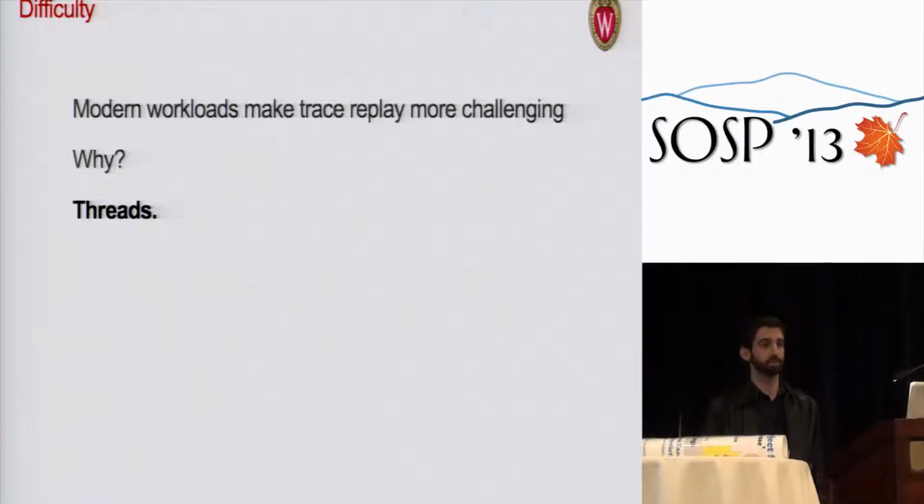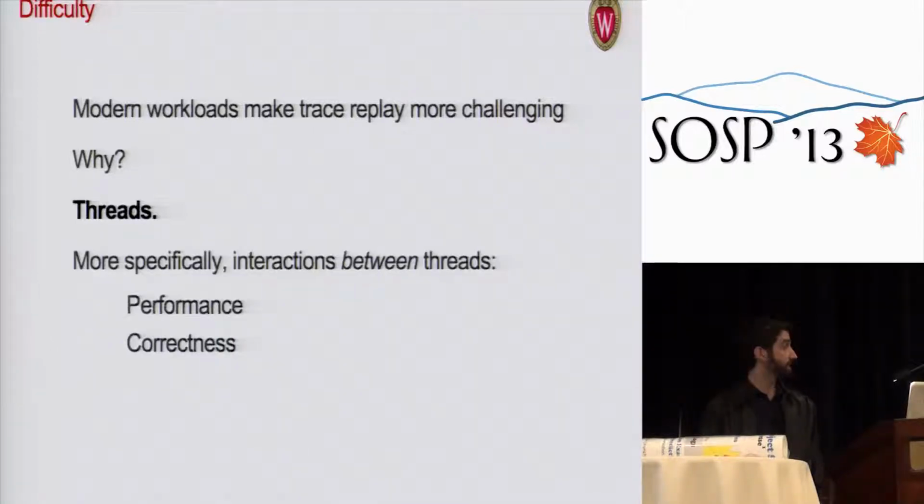The primary source of difficulty was that modern workloads like this may complicate trace replay a great deal, in that they're heavily multi-threaded, in many cases anyway. And like so many other things in this field, threads make everything more complicated. Specifically in this case, interactions between threads have important effects on performance and correctness. On the performance side, you can easily imagine that differences in I/O completion order between one storage stack and another can easily affect performance in significant ways.